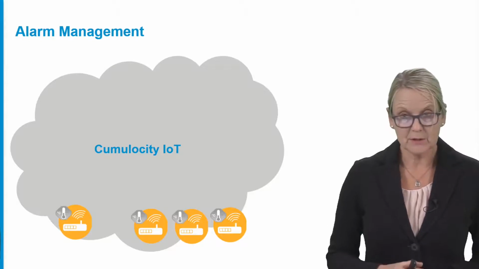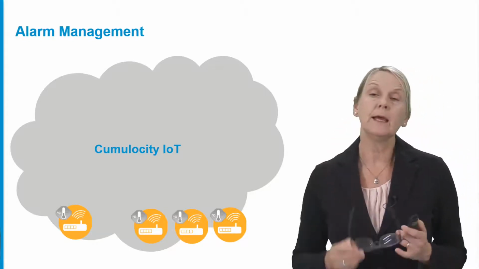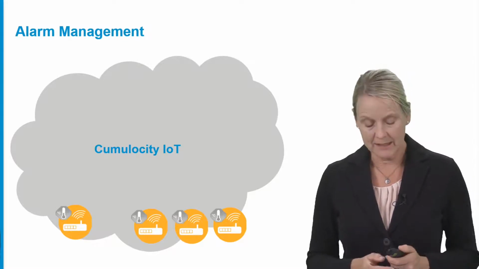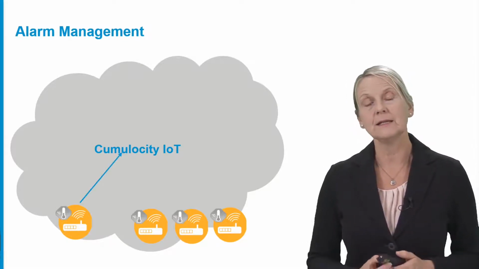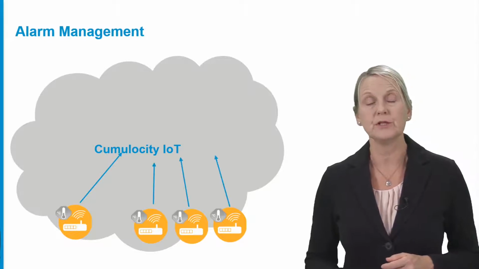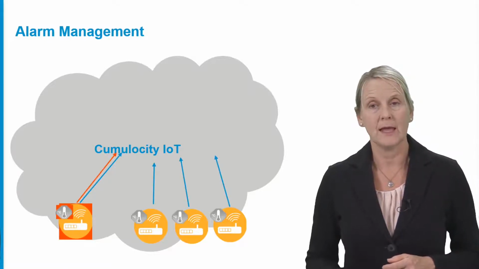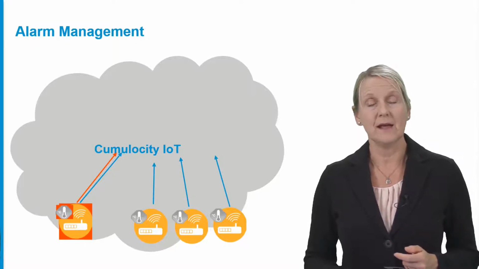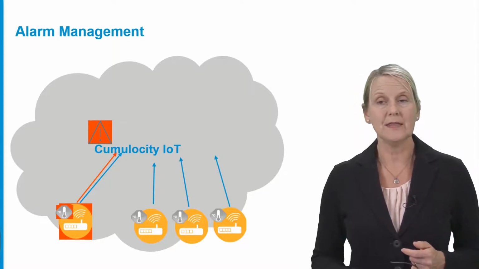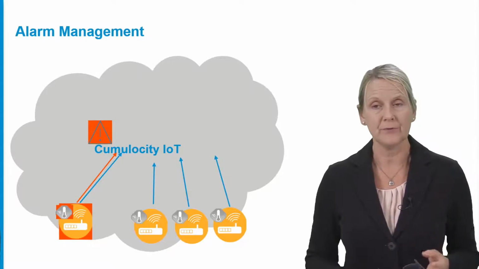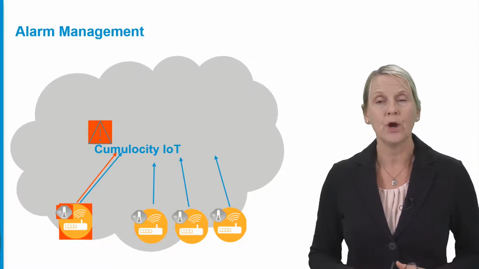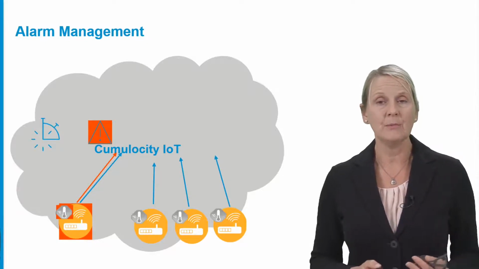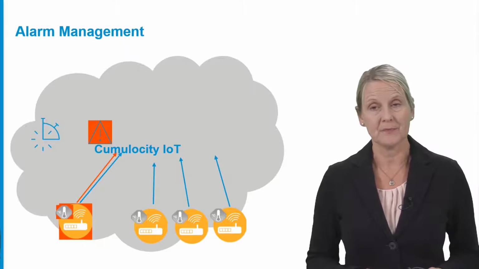So let's focus on the alarm management, and in our use case, we have 4 devices. These 4 devices are sending their measurements to the Cumulocity IoT platform. So at one time, our device is sending an alarm. So we see the alarm in the Cumulocity IoT platform, on the cockpit or on the device section. And the alarm comes with a specific timestamp.